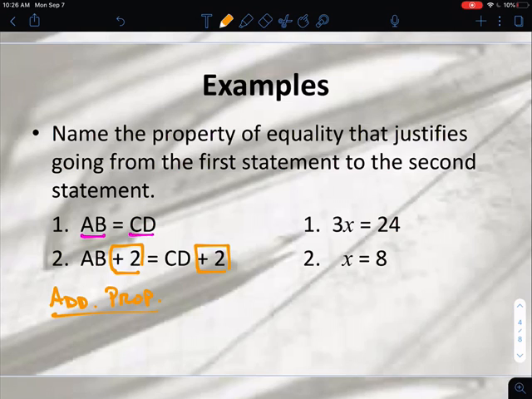I added to both sides, so that's my addition property. That would be my answer.